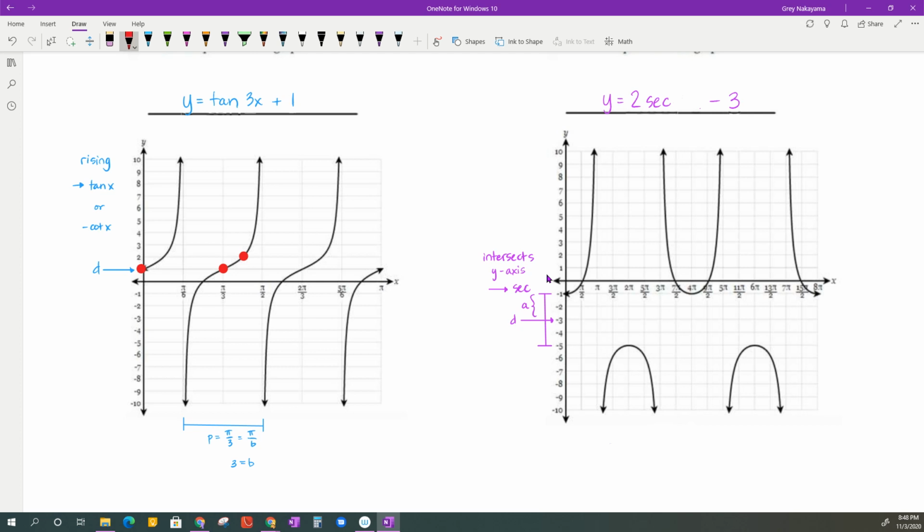So now I've got to go find my period. Now, if this is a minimum, a low point, then the next low point is over there. So that looks pretty easy to see that my period is from 0 to 4 pi, which of course is 4 pi. That's equal to 2 pi over b. Cross multiply and divide. B equals 2/4, which reduces to 1/2 x. So we have y equals 2 times the secant of 1/2 x minus 3.